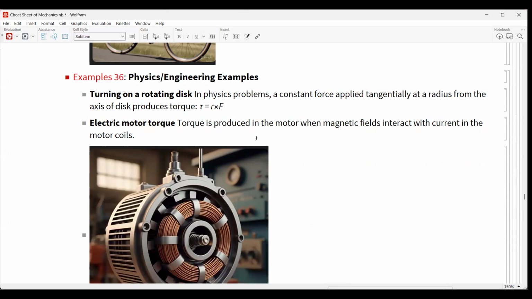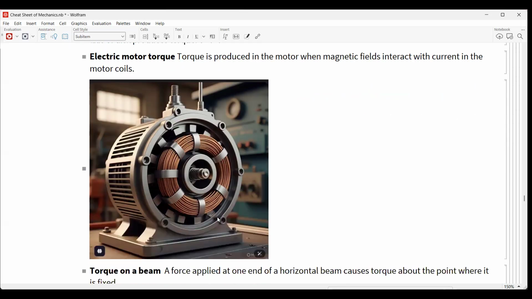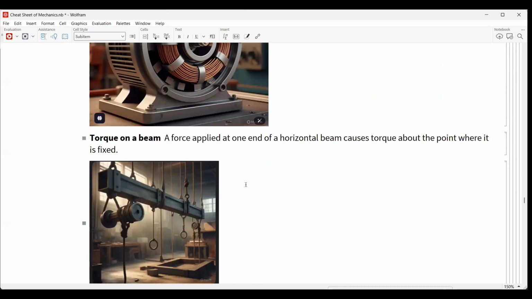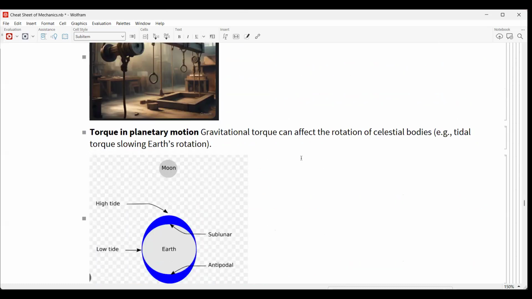All right, so we have the electric motor. A torque is produced in the motor when a magnetic field interacts with the current in the motor. So we have the rotor inside, and this stator around this rotor. Torque on a beam: a force applied at one end of a horizontal beam causes a torque about the point where it is fixed. Torque in planetary motion: gravitational torque can affect the rotation of celestial bodies, for example, a tidal torque slowing Earth's rotation.